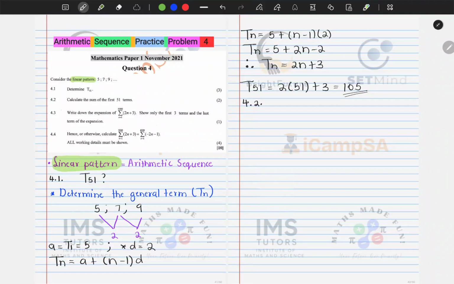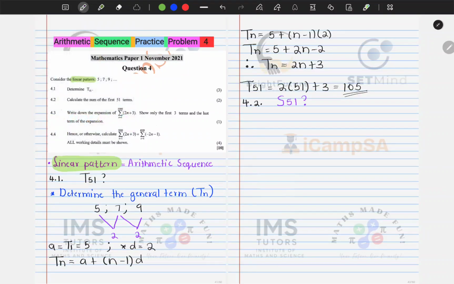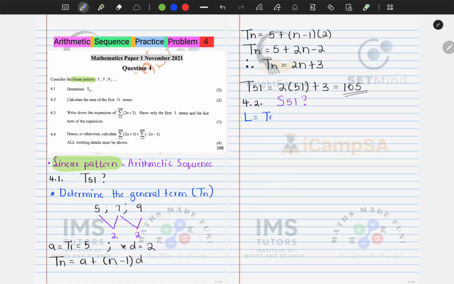So next, let's go for 4.2. They want the sum of the first 51 terms. So essentially, they want S51. With S51, this is very easy. Look carefully. We already have T51, which is the last term. And we already have T1, which is A, which we found as 5, the first term.